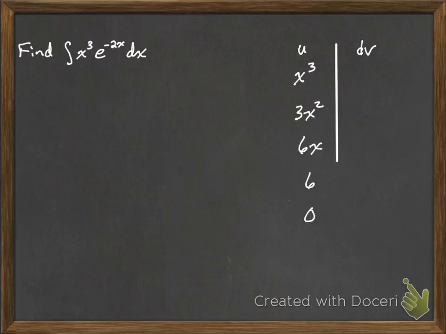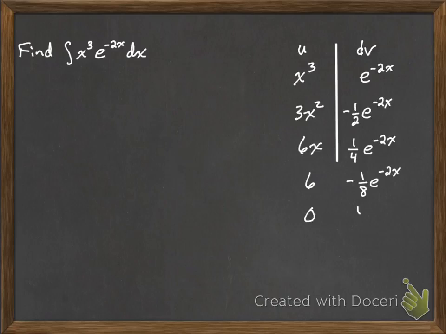All right, so the dv, that is going to be e to the negative 2x. The antiderivative of this, you would use u substitution to find that. Comes out to be negative 1/2 e to the negative 2x. The antiderivative of this comes out to be 1/4 e to the negative 2x. And then negative 1/8 e to the negative 2x, and then positive 1/16 e to the negative 2x.